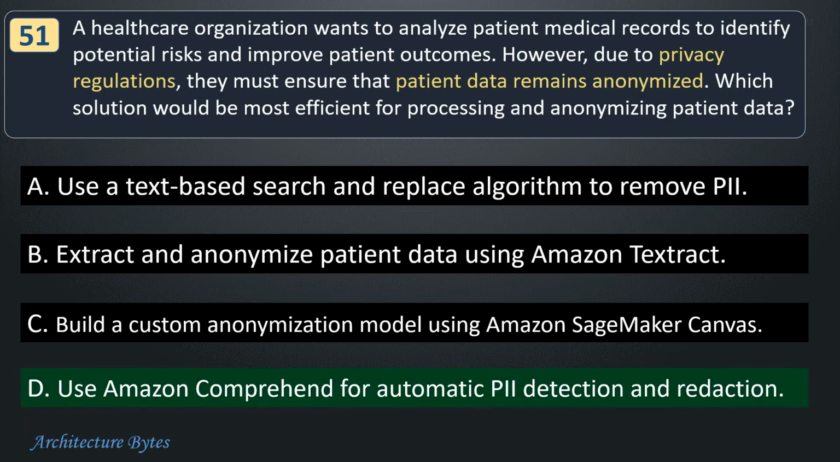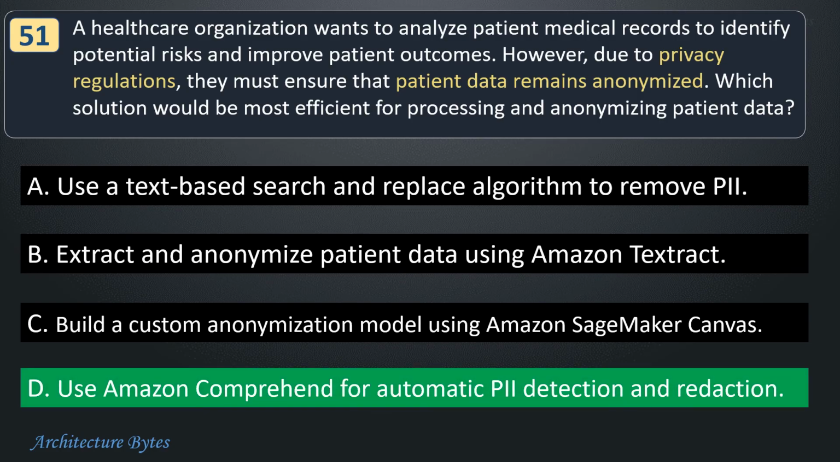Option D, using Amazon Comprehend, is the right answer here because it is pre-trained for PII detection and therefore it is efficient and accurate. Other options either require custom effort or have limited capability to identify PII.